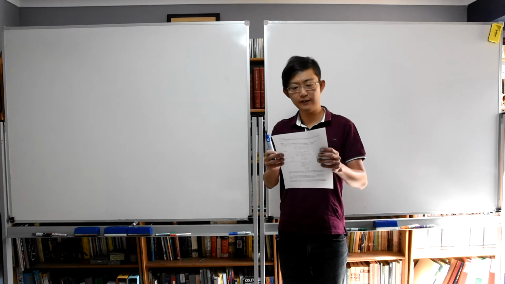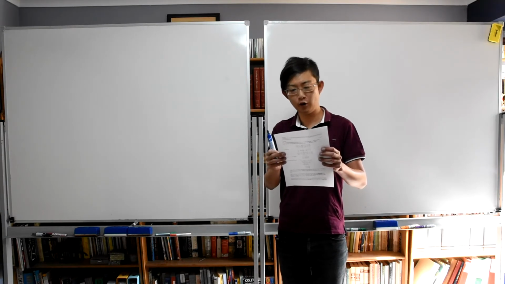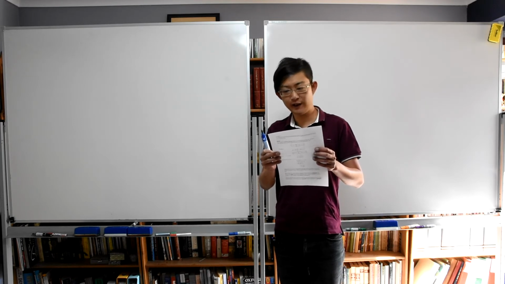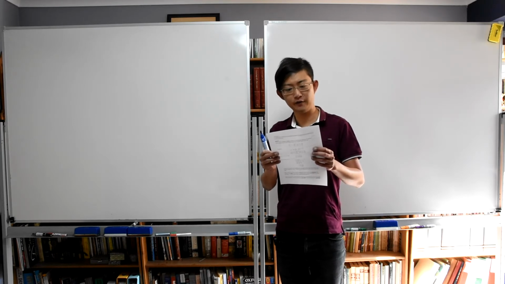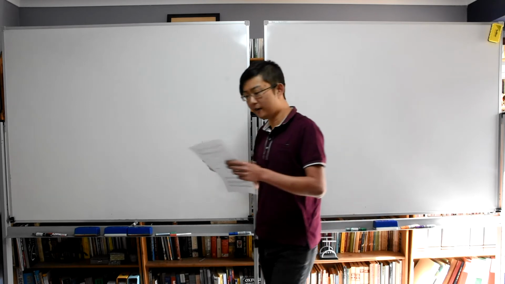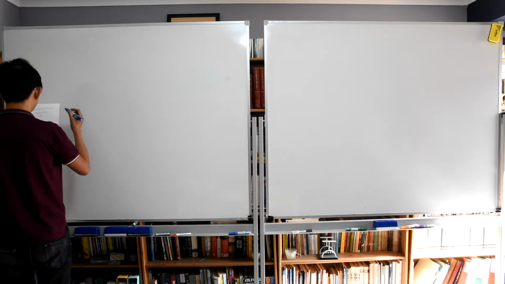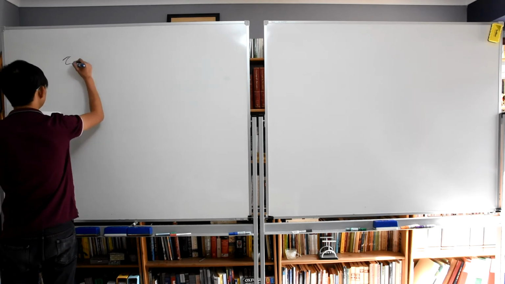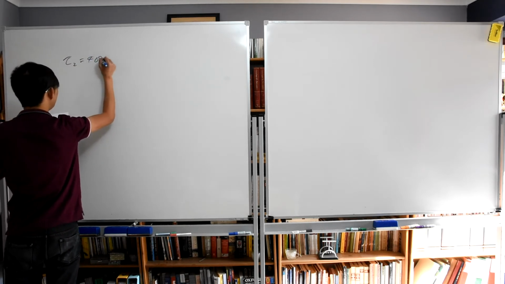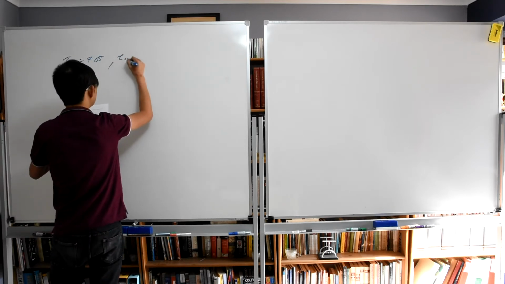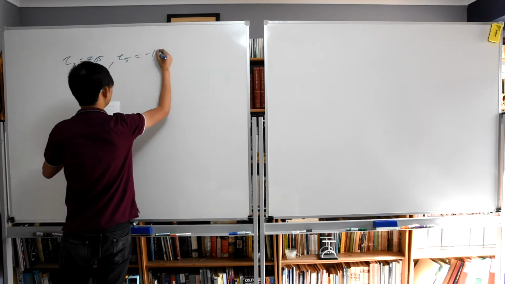The second and fifth terms of a geometric progression are 405 and minus 120. Find the seventh term and the sum of the first 7 terms. Once again, the second term and the fifth term of a geometric progression are, so the second term is going to be 405, and the fifth term is going to be minus 120.